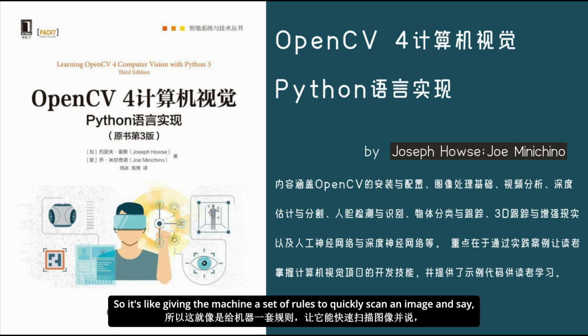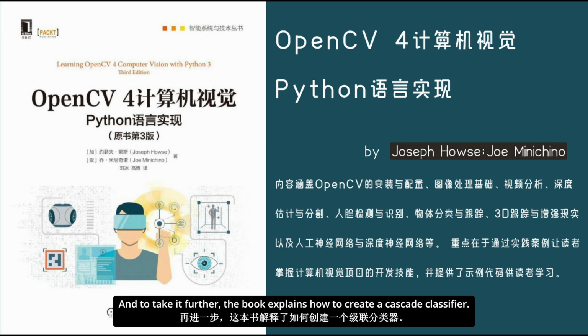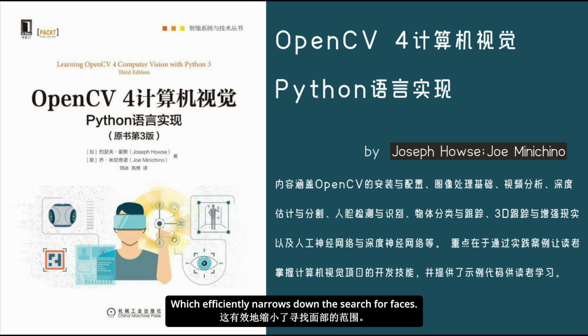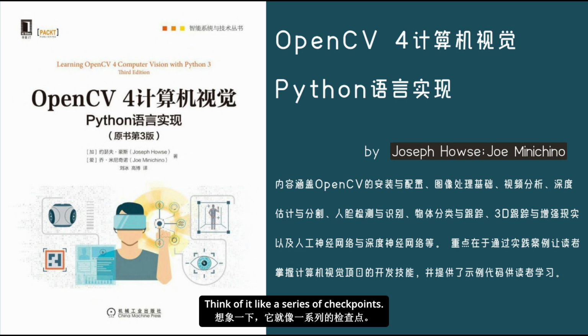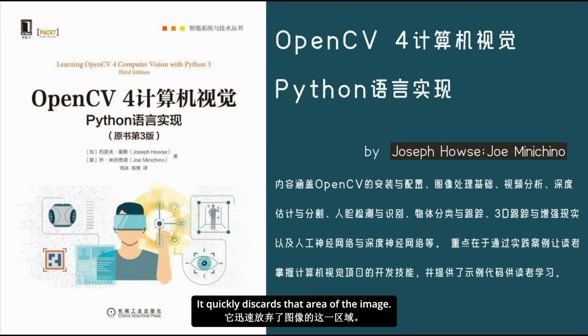So it's like giving the machine a set of rules to quickly scan an image and say, hey, this looks like a face. Let's take a closer look. Exactly. And to take it further, the book explains how to create a cascade classifier, which efficiently narrows down the search for faces. Think of it like a series of checkpoints. At each checkpoint, the system checks for certain Haar-like features. If it finds them, it moves on to the next checkpoint. If not, it quickly discards that area of the image. This helps the system process images much faster.